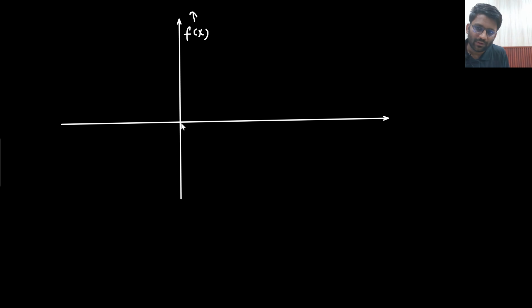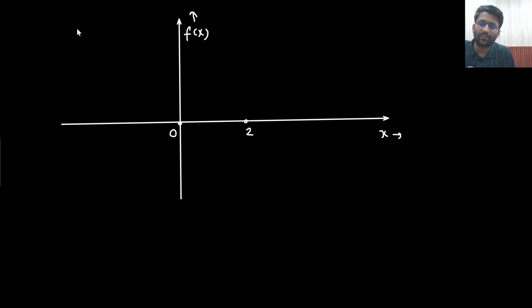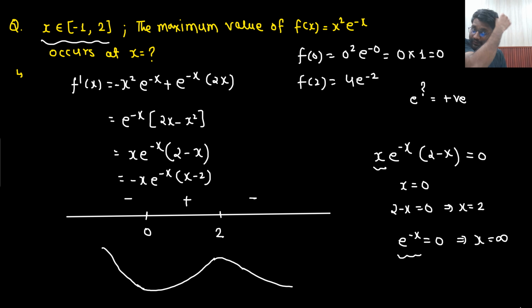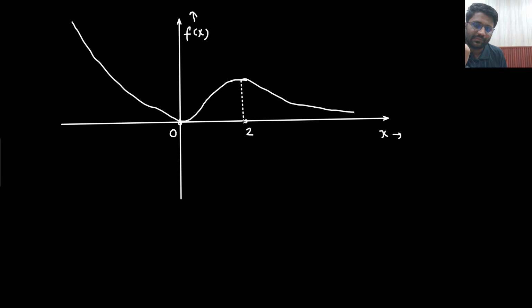Sir, 2 points I have got, f of 0 and f of 2, these were my matter of concern. And sir, if I draw the graph, what I can see is that before 0 the graph will be increasing. Sorry, the graph will be decreasing, and then the graph will increase, and then the graph will decrease again. So this will be the scenario. Okay, and what was this point? At f of 2 the value was 4 e to the power minus 2.